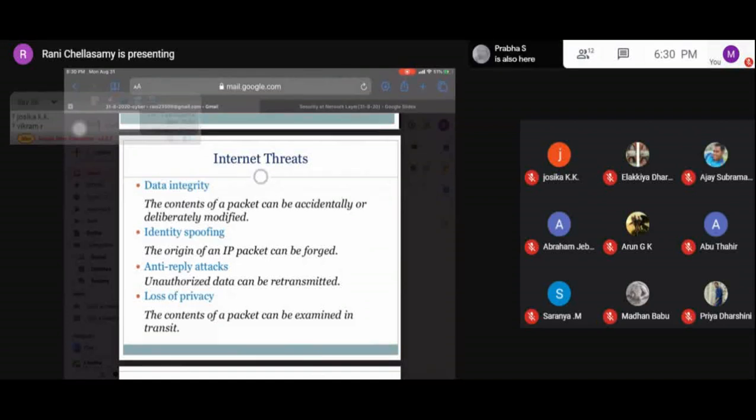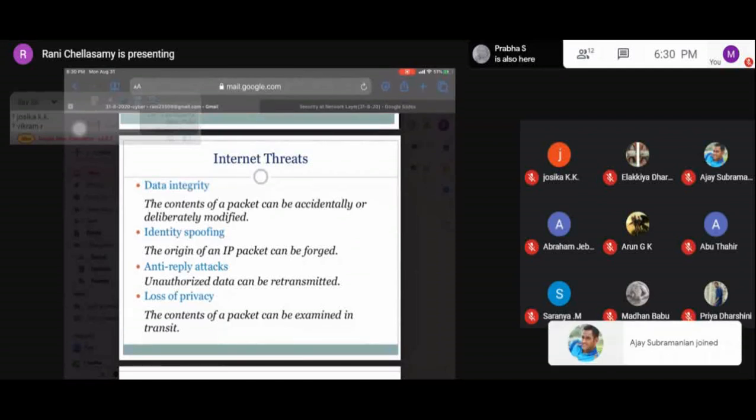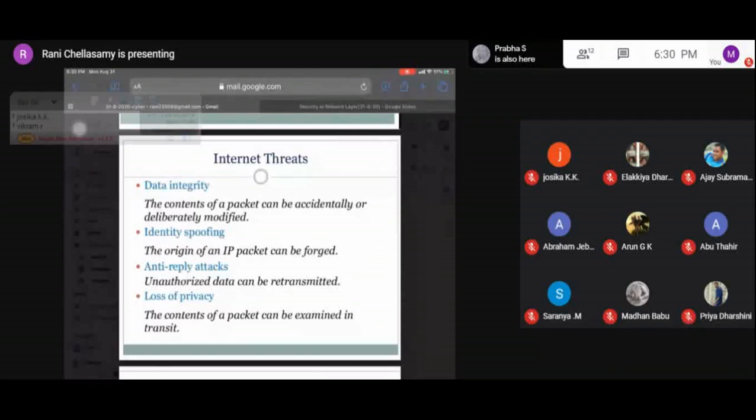The next threat is anti-replay attacks. That is, unauthorized data can be retransmitted. The old packets can be retransmitted across the network. And the loss of privacy. That is, the content of the packet can be hacked in between the transmission, between the sender and the receiver. All these are called internet threats.